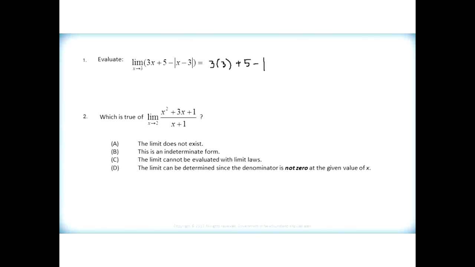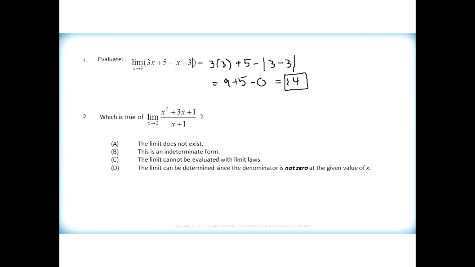If I try that, what I end up with is 9 plus 5 minus the absolute value of 0, which is still 0. So I get a limit of 14, and everybody's happy. So direct substitution worked.